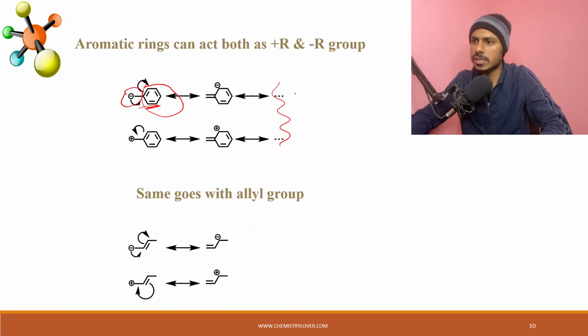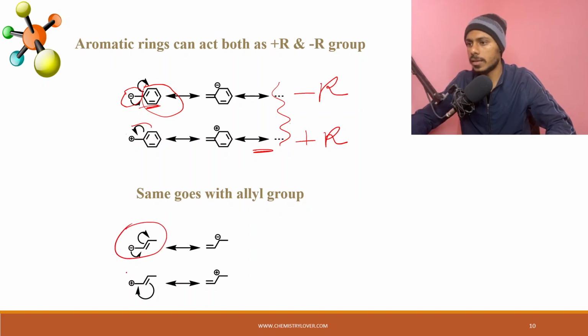So in this case it is showing minus R effect, whereas in the next case you can see it is attached to some positively charged center, and in this case it is pushing electron towards that center, so now it is showing plus R effect. So this is very important. And same is the case with allyl groups, they do the same like the aromatic rings. So this has some consequences.